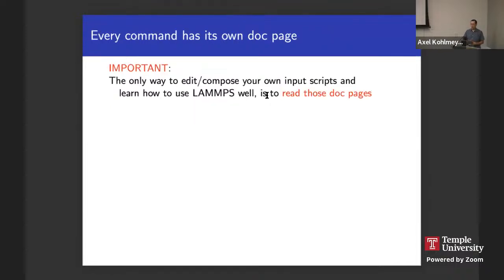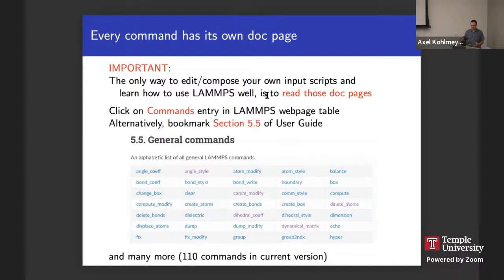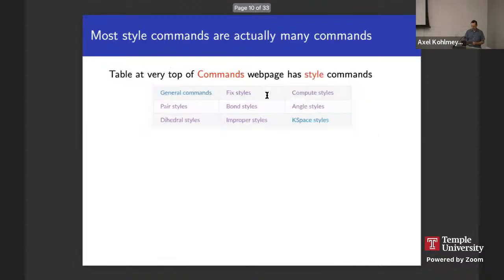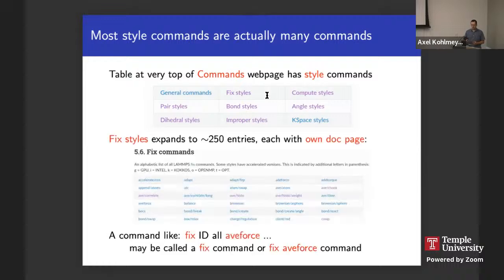Every single command has a doc page, and you really need to understand the command by reading the doc page. So if you have any questions, just refer to these doc pages. How do you get to the doc pages? Well, on the LAMMPS web page at the top, there's a commands section. There are general commands and then many more, like 110 in the current version. The commands are also broken into categories like pair styles, fix styles, etc. You can click on each one of those sections, and that will show all the fixes, all the pair styles, and each one of those has its own doc page.